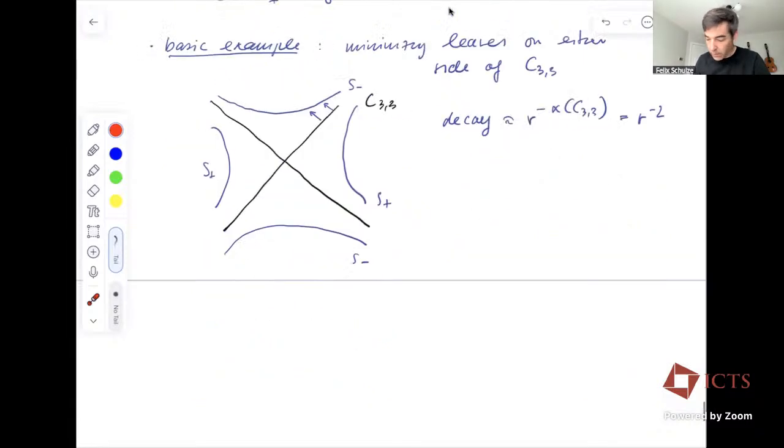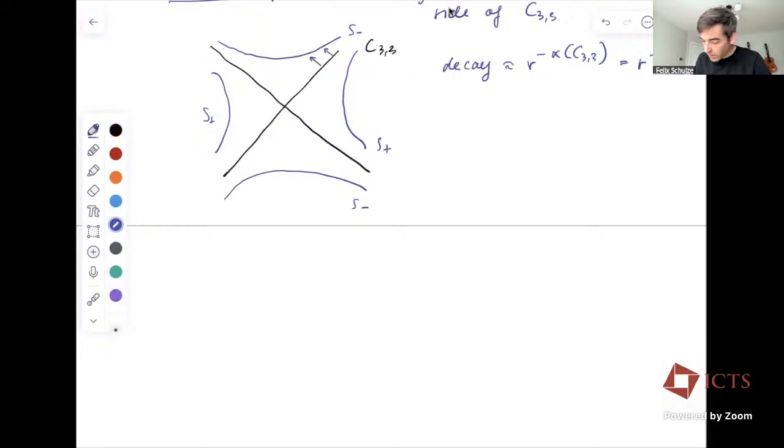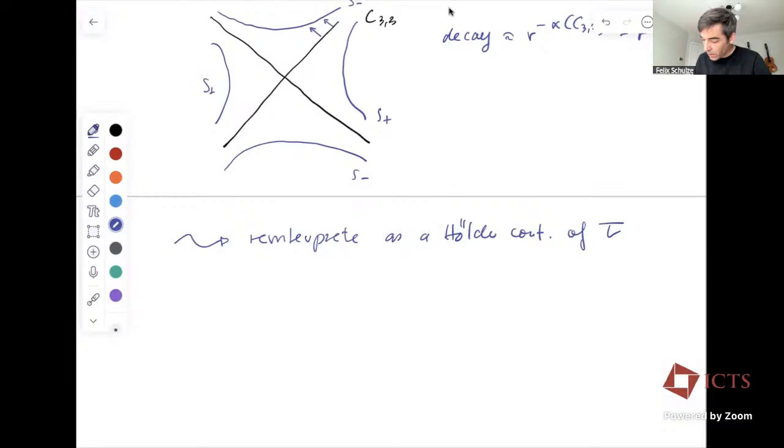Okay, now what does this give us? So the trick is now we reinterpret it as a Hölder continuity, continuity of this timestamp function tau. In what sense? How did we define this timestamp function tau here? So we look at these leaves here, and so this is C33. I'll just do it now on one side here.